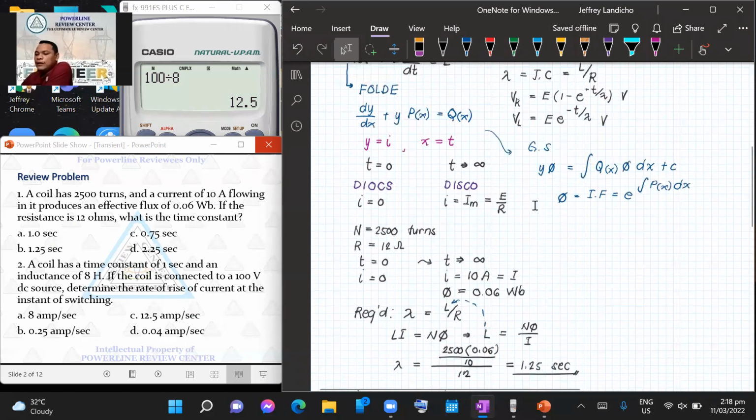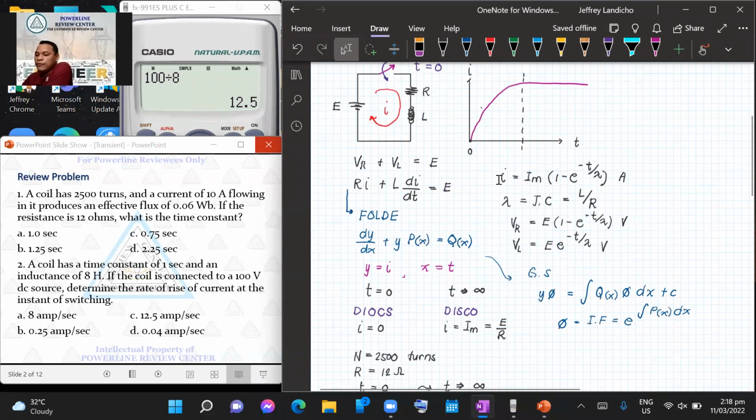Simple lang. Alam na natin yung equation ng current. Ito si current. Tama ba? So, kung di over dt, you take the derivative of this one. I-differentiate mo to, anong limit? Kung ano yung given value of t. Ganun din naman ito. Pag dinifferentiate mo to at time equal to 0, ano lalabas? Tingnan natin, ano? Substitute natin. Ano si I sub m? Di ba? I sub m is E over R.